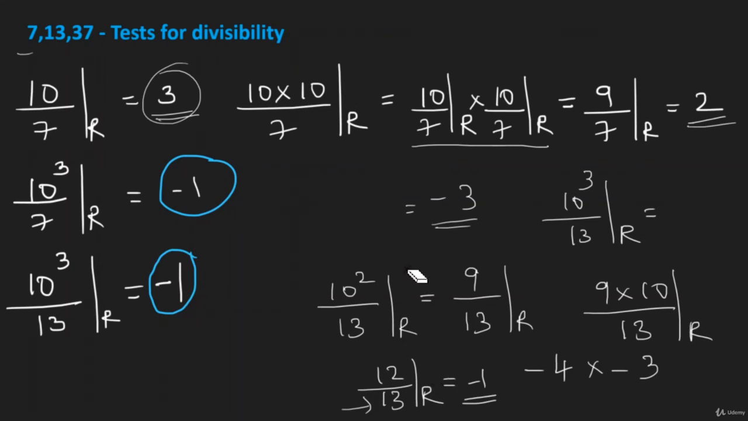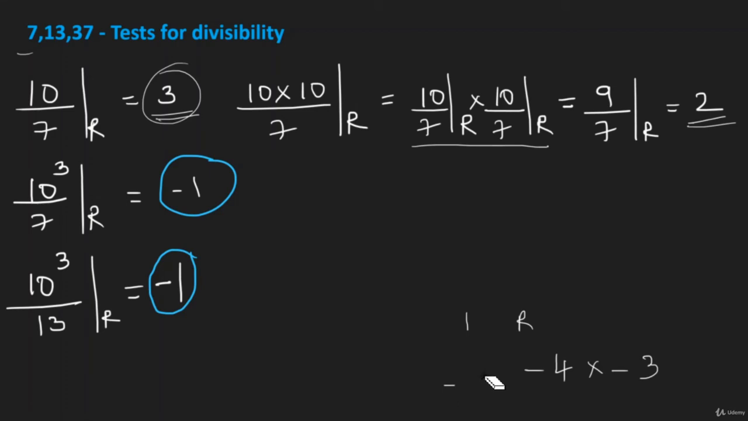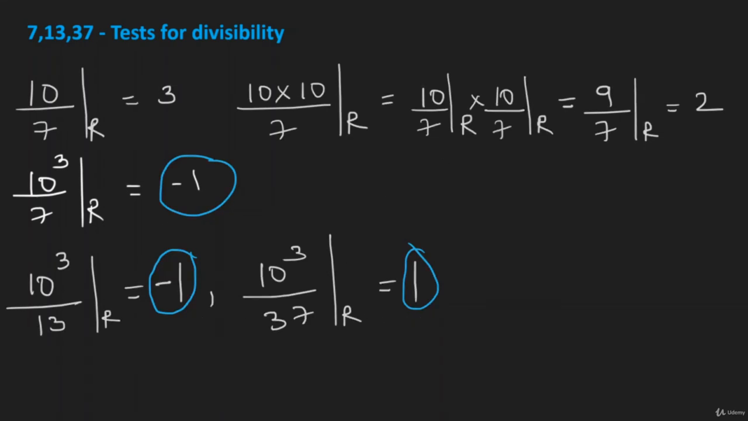Let me clear some space. So we have arrived at a power of 10 both for 7 and 13. When that power of 10 is divided by 7 and 13 respectively, we are getting a remainder of minus 1. Let's try the same thing for 37 also before we go ahead with the rule. Alright. Now, if you do 10 to the power 3 by 37, you will see that your remainder is 1. Now, having attained this part in these three cases, let me keep that aside.